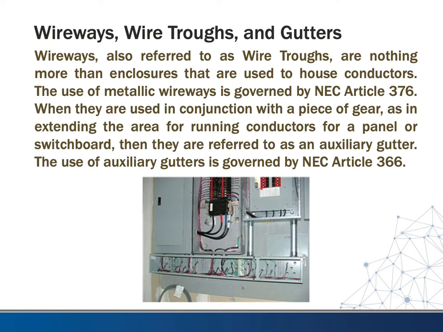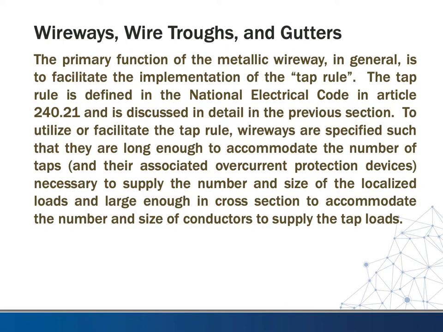So let's talk about wireways. Wireways, also referred to as wire troughs, are nothing more than enclosures that are used to house conductors. The use of metallic wireways is governed by NEC Article 376. When they are used in conjunction with a piece of gear, as in extending the area for running conductors for a panel or switchboard, then they are referred to as an auxiliary gutter. The use of auxiliary gutters is a little bit different. It's governed by Article 366. So we can see in this picture here, this is where the wireway is being used as an auxiliary gutter to extend the space of the panels.